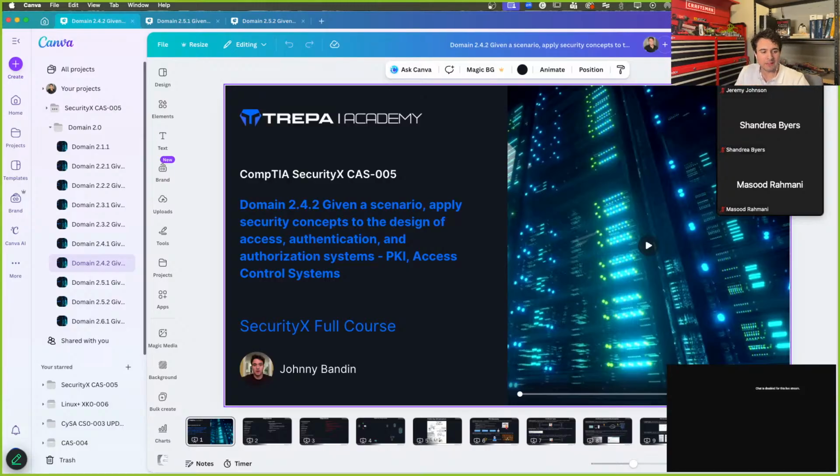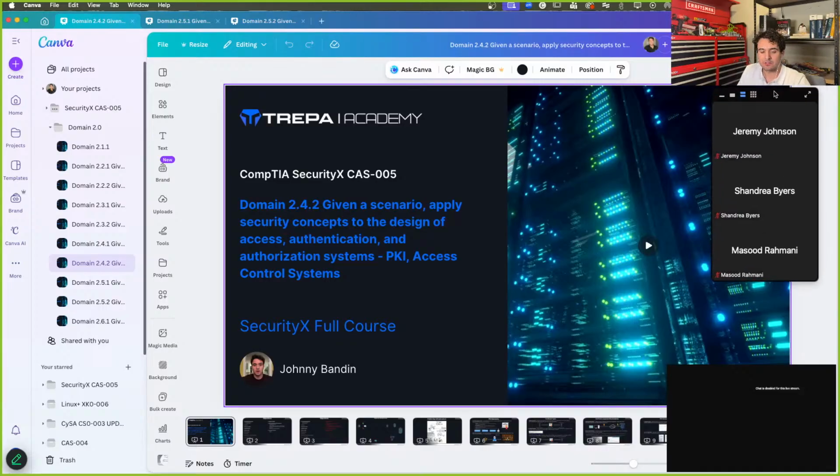All right, so let's go ahead and begin going over domain 2.4.2. Given a scenario, apply security concepts to the design of access, authentication, and authorization systems. And in this section of domain 2.4, we're going to talk PKI and different access control systems.